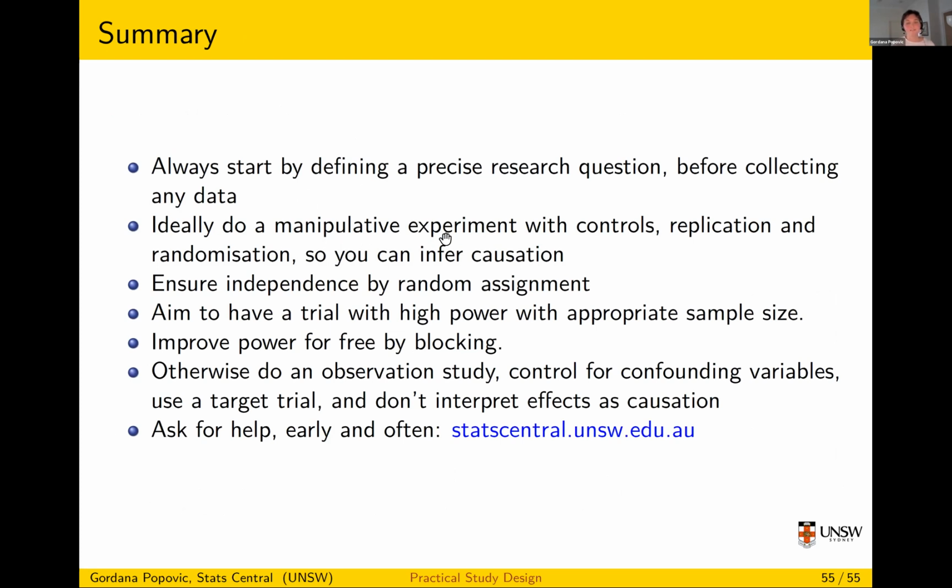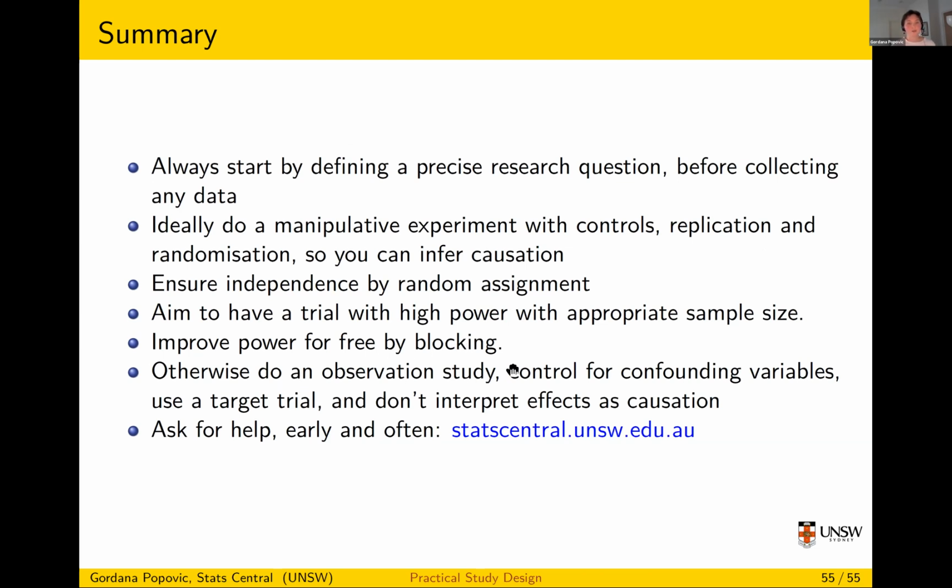Ideally, you do a manipulative experiment. You have controls, replication, and randomization, so that you can infer causation. You can ensure independence by random assignment, and you can have a trial with high power. You want to aim for high power by looking at what the sample size should be. And you can improve your power for free by blocking in lots of situations.